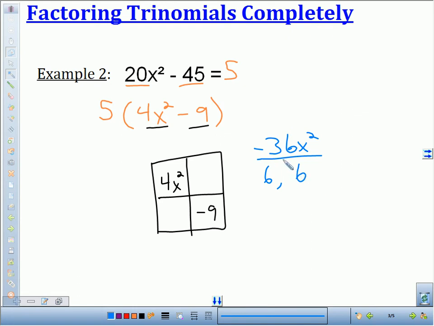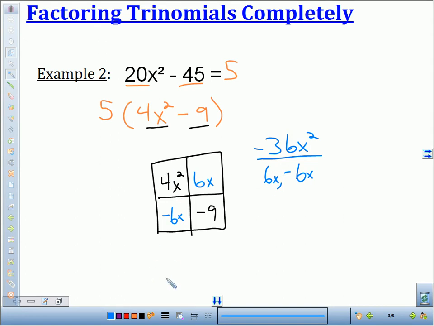Since it's negative 36, one of them would have to be negative. Now, 6 times negative 6 is negative 36. And negative 6 plus 6 does cancel out. So my terms in my boxes should be 6x and negative 6x. I can always figure that out by looking at the square root of my number here. So the square root of 36 was 6. That means my two factors had to be 6 and 6.